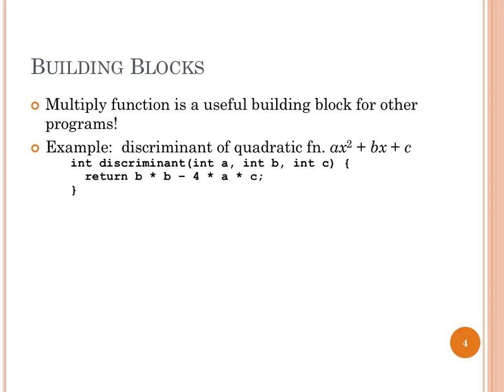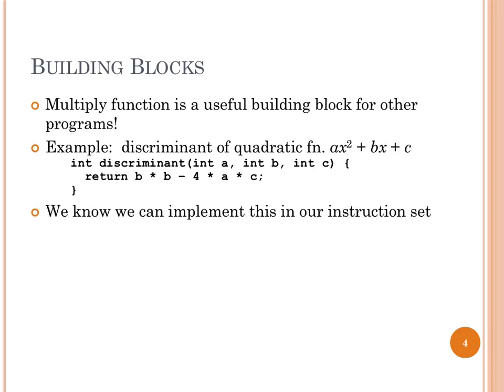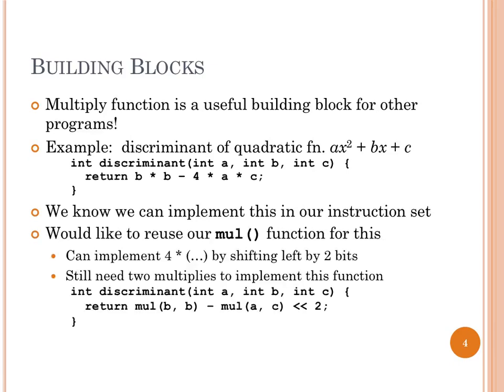So that's fine, but we still have to do b times b and a times c, and we have to subtract. We can do all these things. We're happy, right? We know that we can do this in our processor, but we would like somehow to reuse our multiply function. So we're going to turn it into an equivalent program like this: return mul(b, b) minus mul(a, c), and then shift that left 2 bits. We'll do something like that.